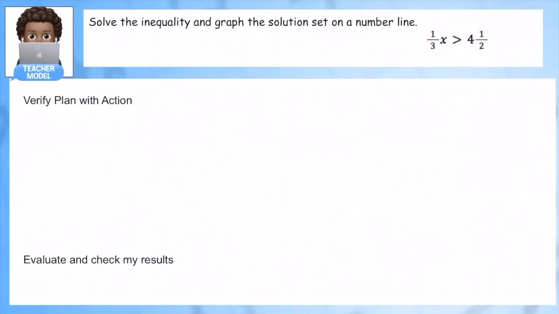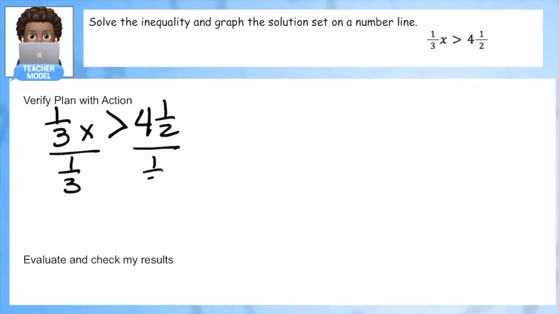All right, we're going to do the same plan. We have 1/3 X is greater than 4.5. So we have a coefficient 1/3. We're going to divide both sides by 1/3. So X is greater than 4.5 divided by 1/3.